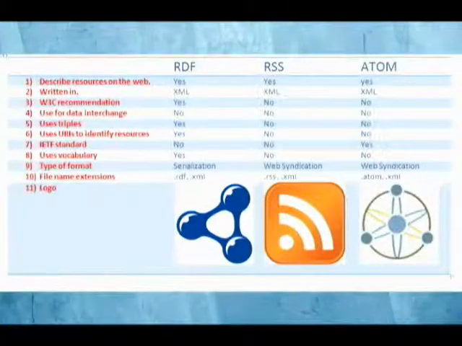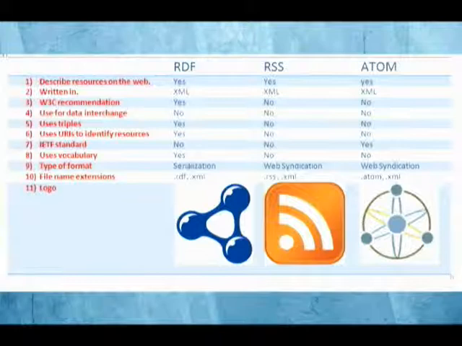Comparison among RDF, RSS, and Atom. RDF, RSS, and Atom describe resources on the web, and all three are written in XML. Only RDF is a W3C recommendation. None of them is used for data interchange. RDF uses striping and it uses URIs to identify resources. Only Atom is an IETF standard.